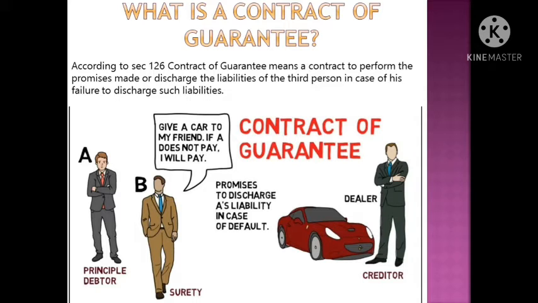An example of this is that Ankita advances a loan of Rs 70,000 to Pallavi. Shrishti, who is the boss of Pallavi, promises that in case Pallavi fails to repay the loan, then she will repay the same. In this contract of guarantee, Ankita is the creditor, Pallavi is the principal debtor and Shrishti is the surety.